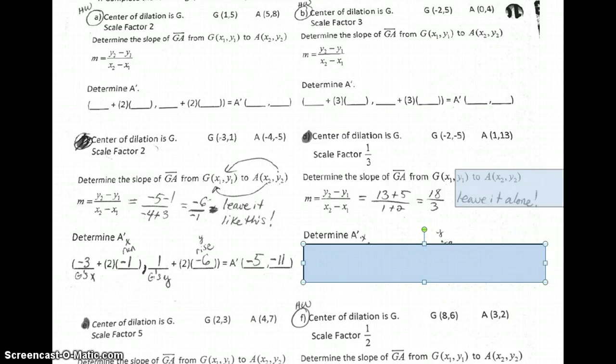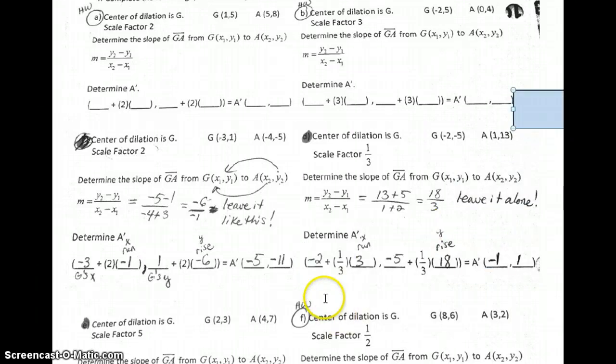move away, come off of there. There we go. So again, our original coordinates for G, because we always go from the point that's the center of dilation, right? We're always moving from that point each time. So that's why we're going back to this one. So -2 was the x coordinate, -5 was the y coordinate.